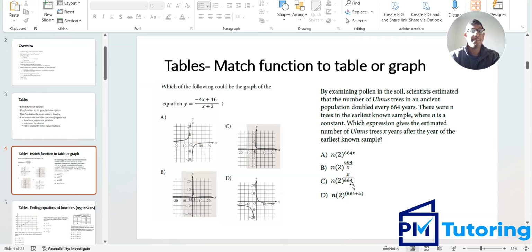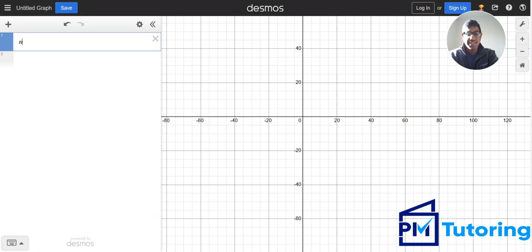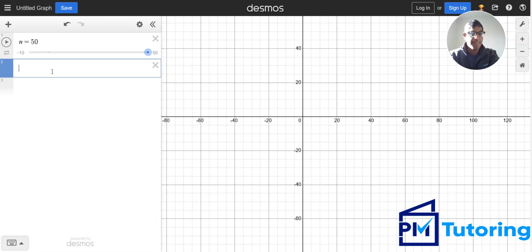Now we could also work backwards from the function to figure out what matches what a question is asking us. Over here, scientists are estimating the number of trees in an ancient population, and they estimate it doubles every 664 years. There were n trees in a sample where n is a constant. So we can just assign that a value, which is the estimated number of trees after the earliest known sample. So we could just plug these functions in. First, let's set n equal to a number. I'm going to use 50.